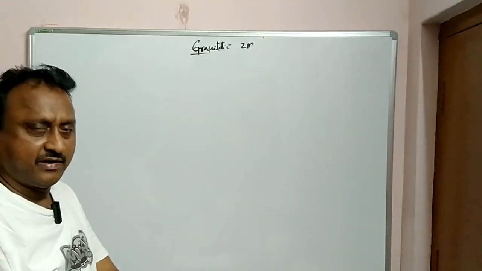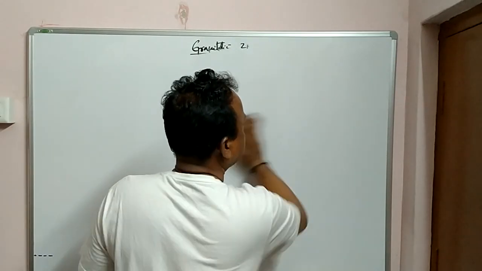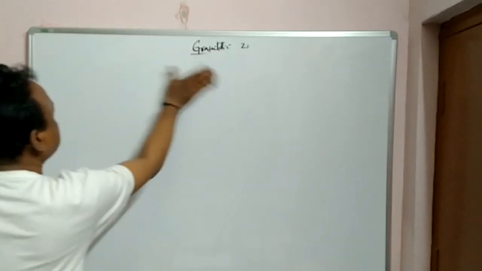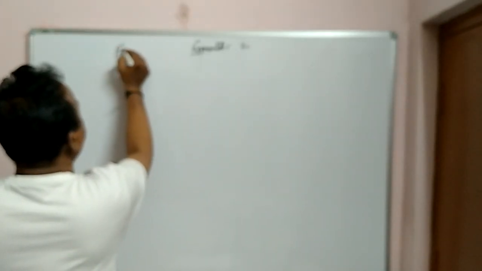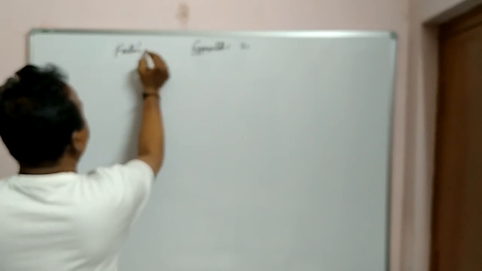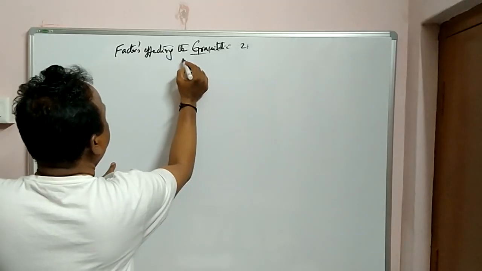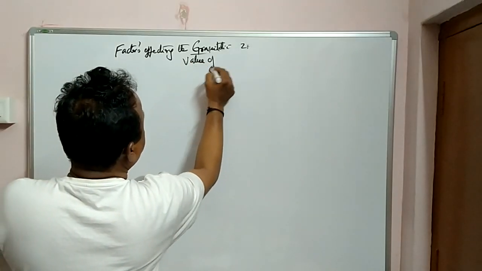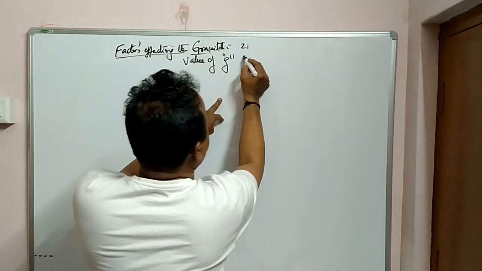Now I will derive each and every derivation for you. First we will write what the factors affecting are, and then we will go for derivations. Now please write down, all of you. Factors affecting the value of small g, acceleration due to gravity.